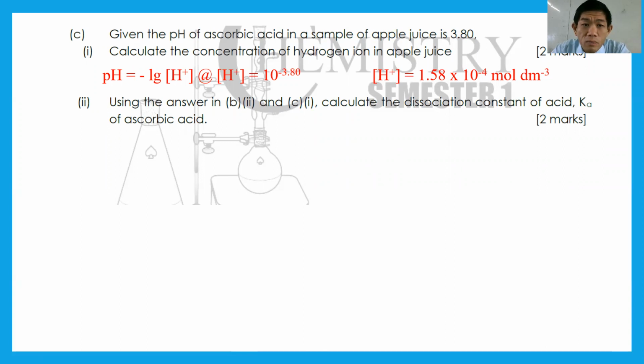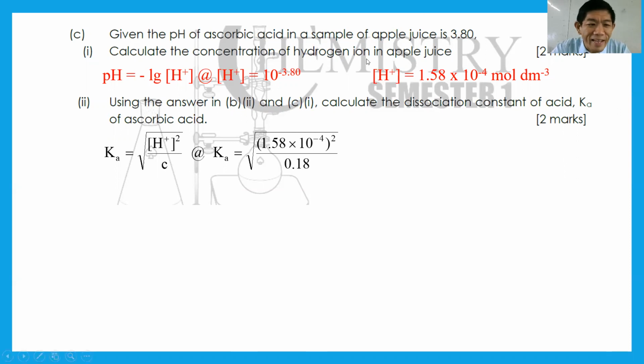Then use your answer in B1, B2, and C1 to calculate the dissociation constant of the acid. So in B1, you have concentration C, and in C1, you have concentration of hydrogen ion. So Ka is equal to H+ squared over C. Sorry for that, there is supposed to be no square root, so pardon me for that. So straight away use H+ squared over C. So you get 1.39 times 10 power negative 7. Okay, so that will be how you solve question number 1.